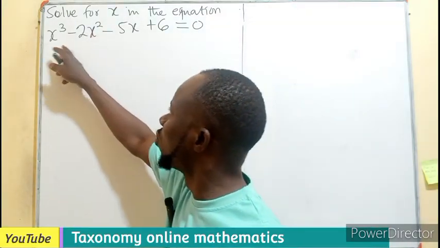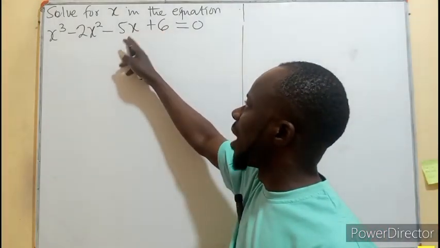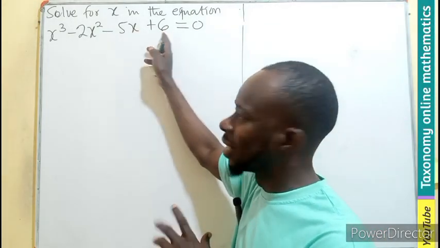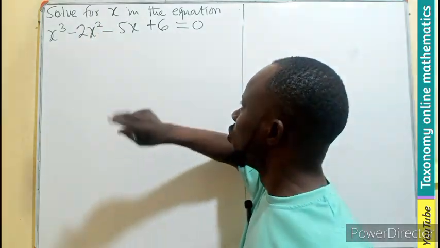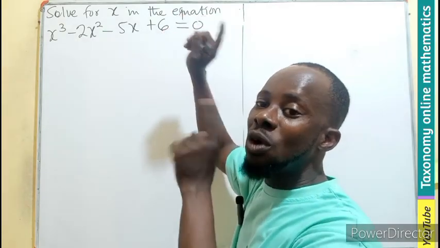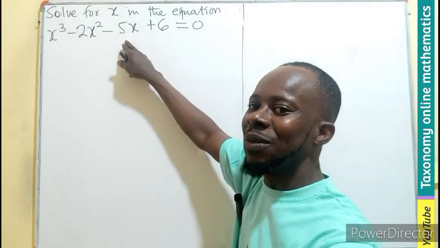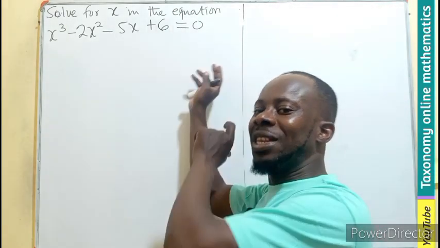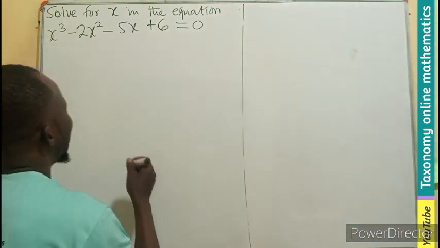If I group the first two, the last two, there is no common factor between 5x and 6, so it can't work. Here, I can get a common factor of x squared. So what we do is that we begin with the constant, and try to split the next term to have a common factor with the constants. Okay, let's take it in that section.